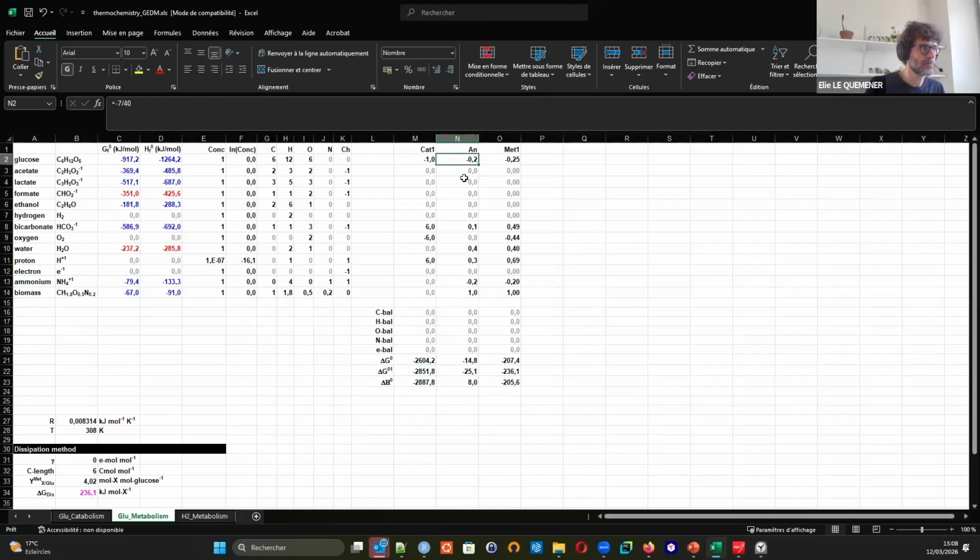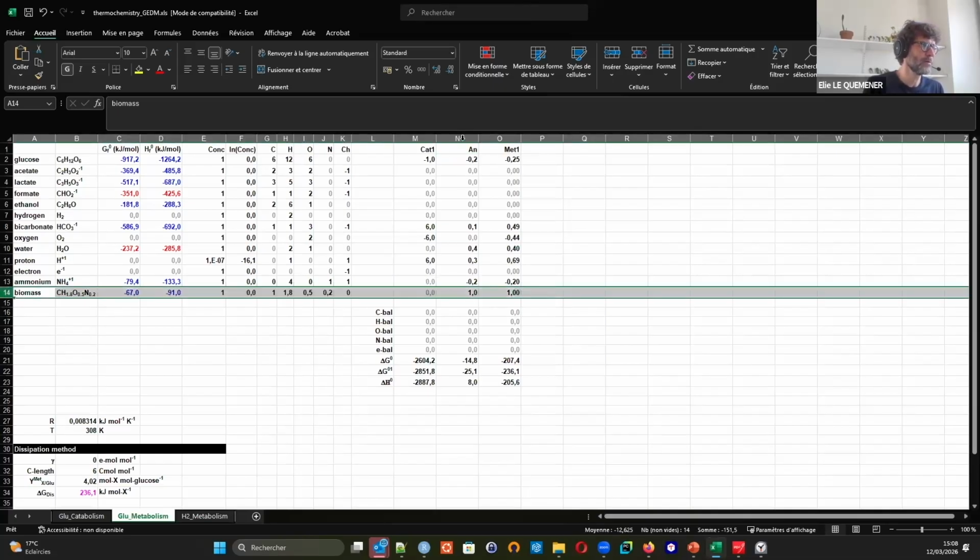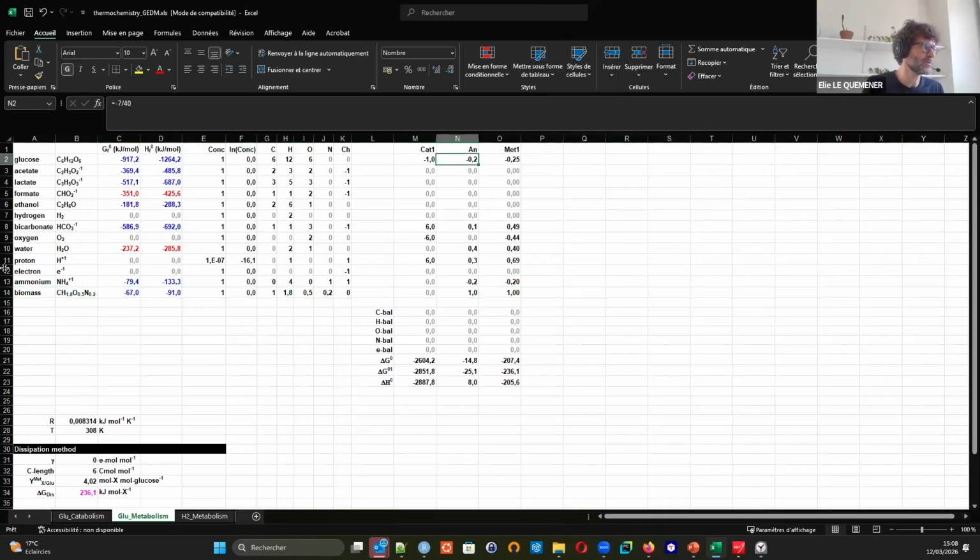Then I wrote some version of the anabolism. What is interesting with the dissipation method is that they call this column anabolism, but in fact it's not true anabolism, and we don't care. What is important is to write an equation where you synthesize biomass from the molecules available. Either from glucose, or you can write the same from bicarbonate, and in the end it won't change the final column. And the final column is automatically computed.